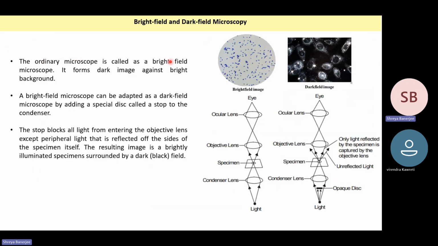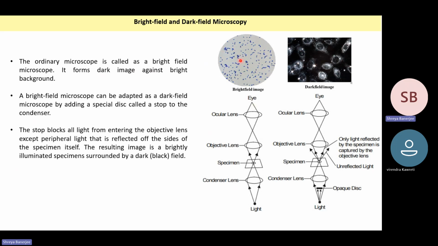The ordinary microscope is called a bright field microscope because it forms a dark image against a bright background. So this is an ordinary microscope which forms something called a bright field image. You can see that the field is bright and the image that is formed is dark.